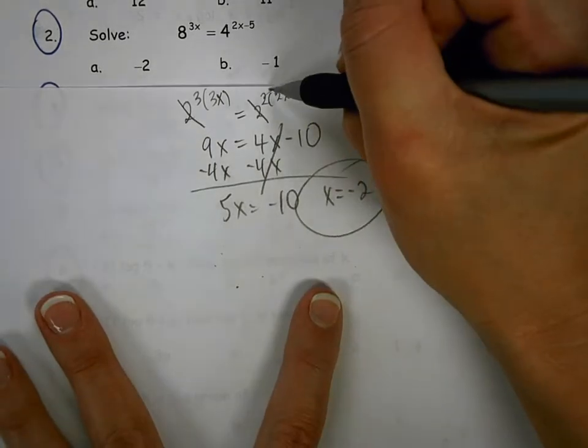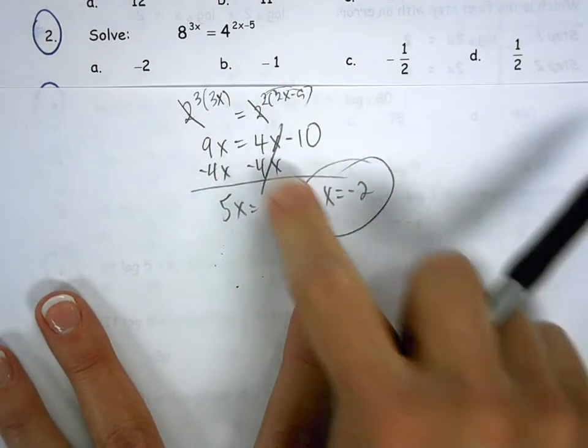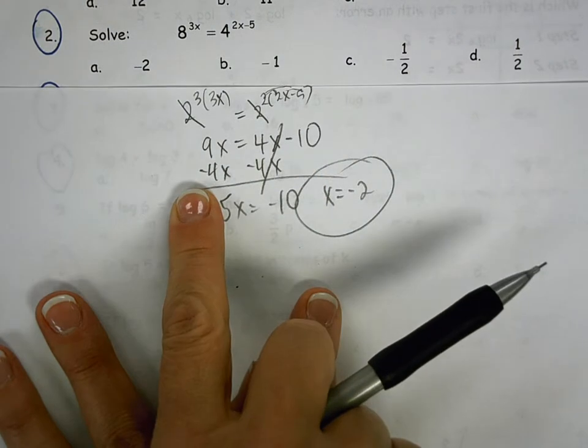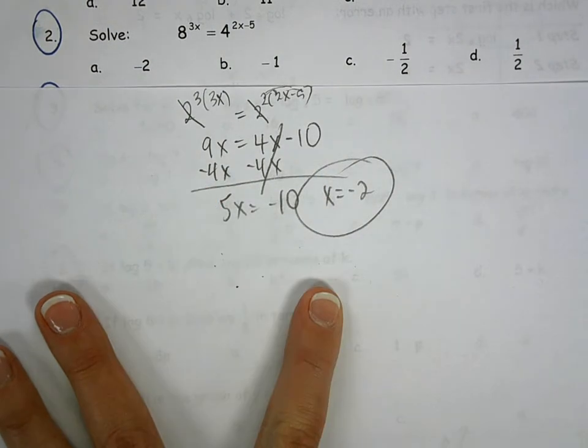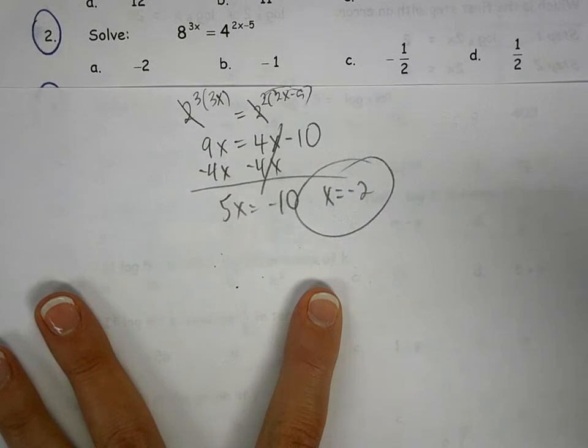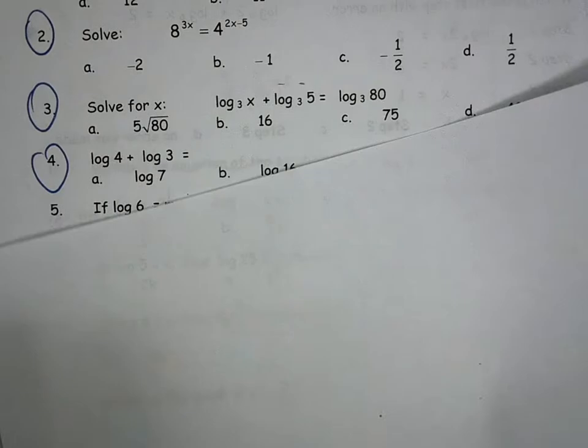I just multiplied 2 through here. No, but like, why didn't you move it? Because you want all the x's together. Oh. So I had the 9x on the other side. Okay, good. Anything else? All right, number 3.